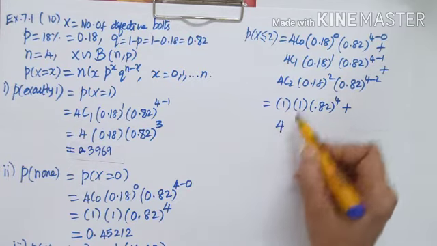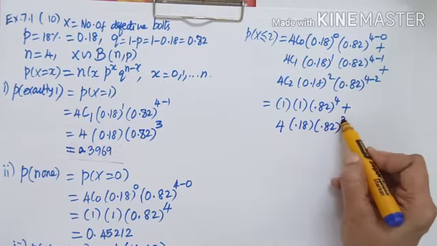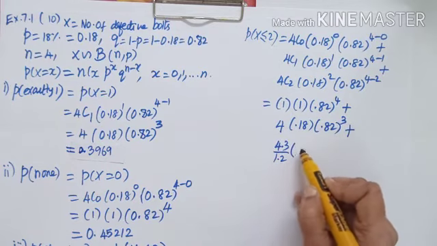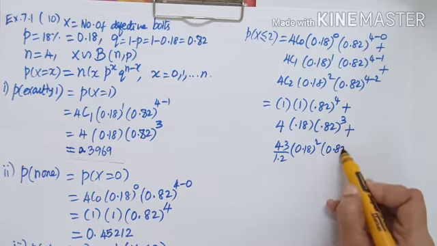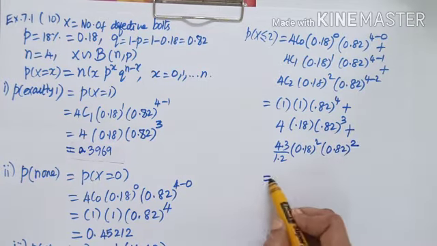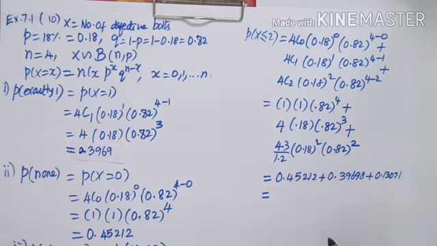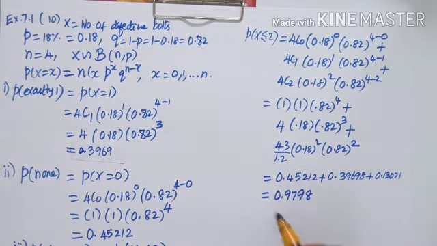4C1 is 4. 0.18 power 1 is 0.18. 0.82 power 4 minus 1 is 3. 4C2 meaning 4 into 3 by 1 into 2. 0.18 power 2, use the calculator. 0.82 power 4 minus 2 is 2. So each thing separately find out, add and write the answer. 0.9798. That is the final answer. So we get P of X less than or equal to 2 is 0.9798.